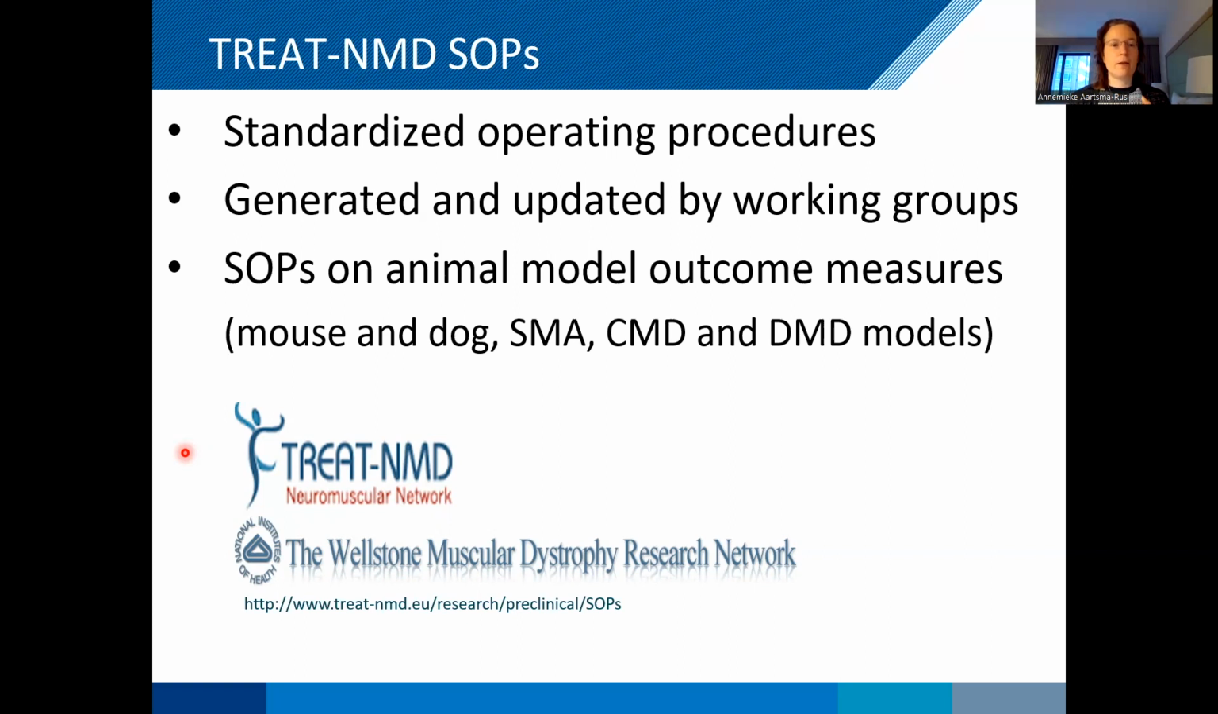So what's important is standardized operating procedures. And TREAT-NMD, the network, has really done a big job in generating standardized operating procedures now for SMA, congenital muscular dystrophy, and Duchenne muscular dystrophy. And they have been generated by working groups. And the way it works is not that people want standardized operating procedures provided everyone uses their protocol. But that's not what happened here.